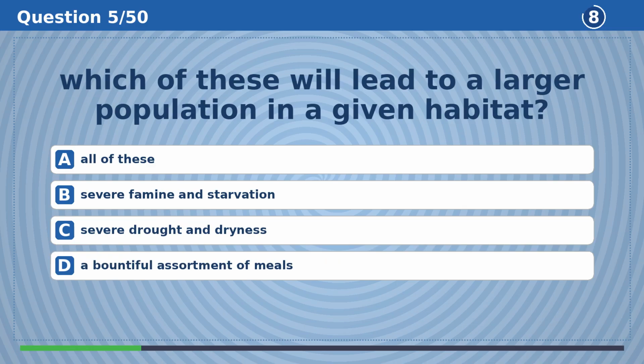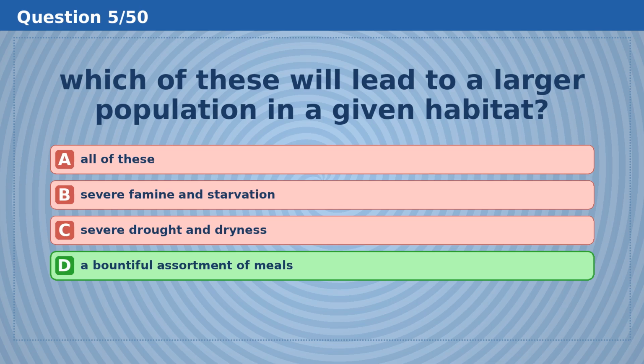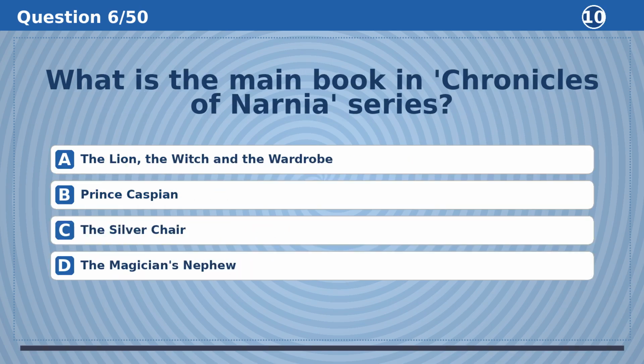Which of these will lead to a larger population in a given habitat? The answer is D, a bountiful assortment of meals.